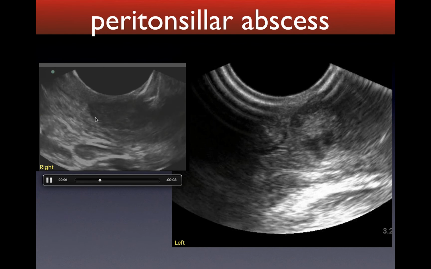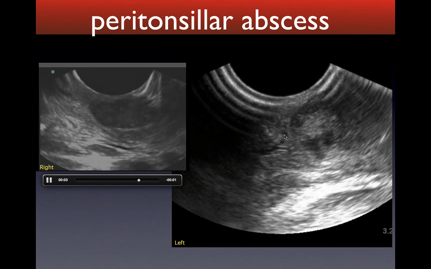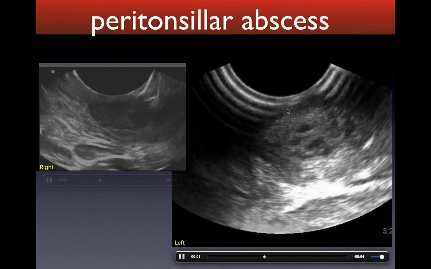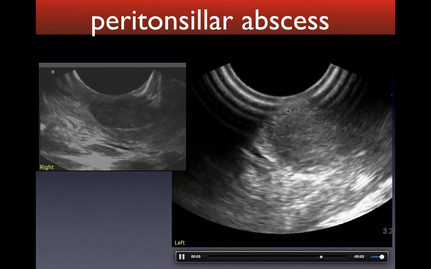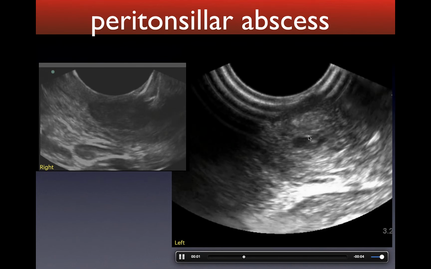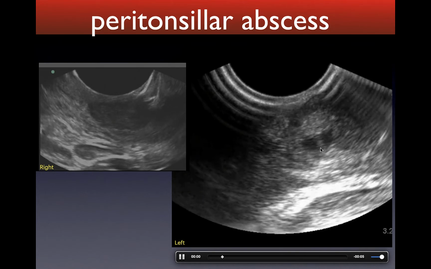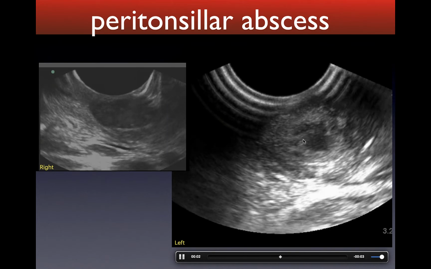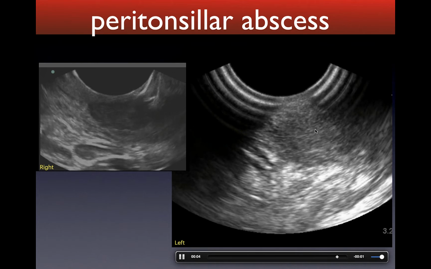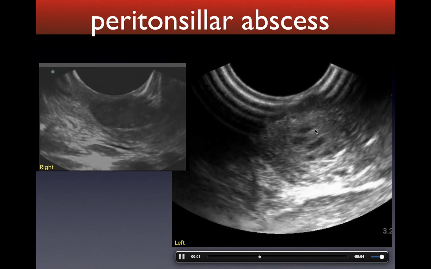So here's a normal tonsil on this patient's right-hand side. This is the patient's left-hand side over here. As you can see, this is a very tiny little, maybe half of a centimeter, peritonsillar abscess right here. Clinically, you can decide whether or not this patient needs to have an attempt at draining this, or if you feel more comfortable just starting them on antibiotics and having good follow-up.